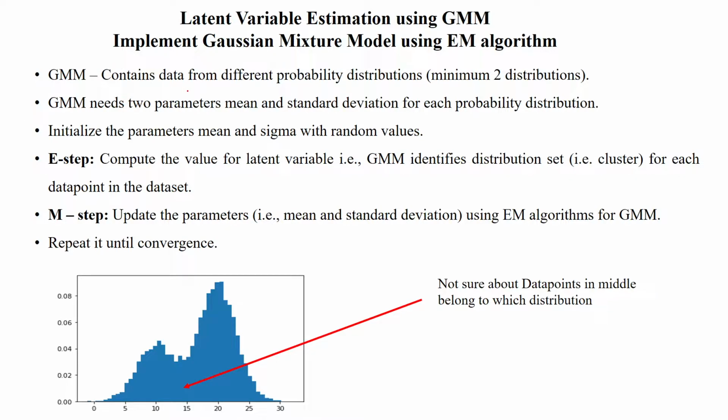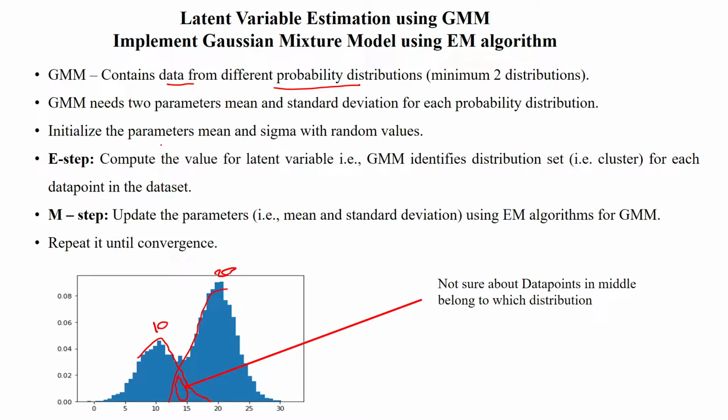The Gaussian mixture model contains data from different distributions. Like you look at in the diagram, we have two distributions: one with mean value 10, which will look like this, and another with mean value 20, which will look like this. The data available in this location belongs to two distributions, so we have to identify which distribution each data point in this area belongs to. That is the aim of the Gaussian mixture model.